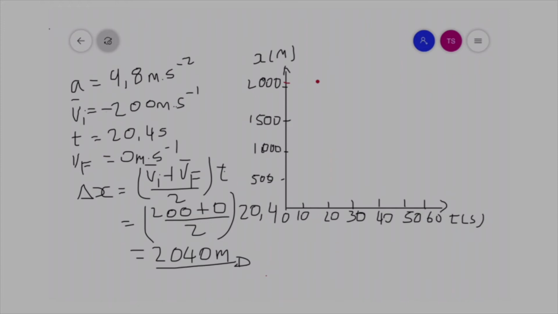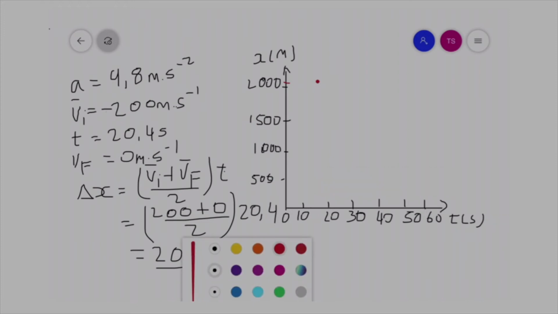And then what happened again? This is our maximum height. And then after reaching this maximum height, it started dropping again, right? Now as it dropped, it's gonna take the same time as it went up, right? Which is double the time, which will be 40,8. So I'll say it's around about here.